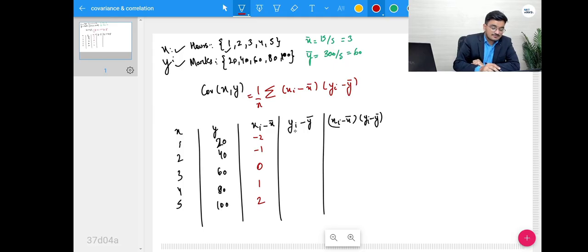Similarly, we can calculate yi minus y bar as well. So 20 minus 60 will be minus 40. This will be minus 20. This will be 0. This will be 20. And this will be 40.